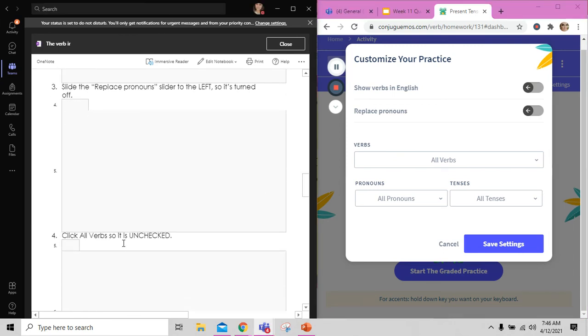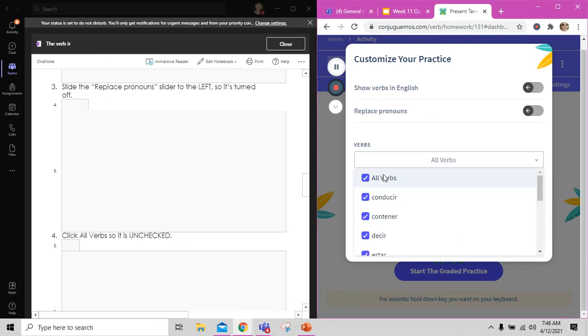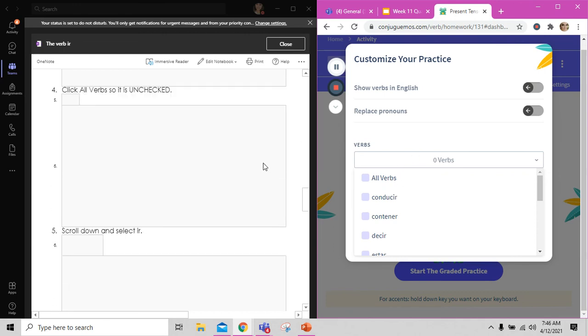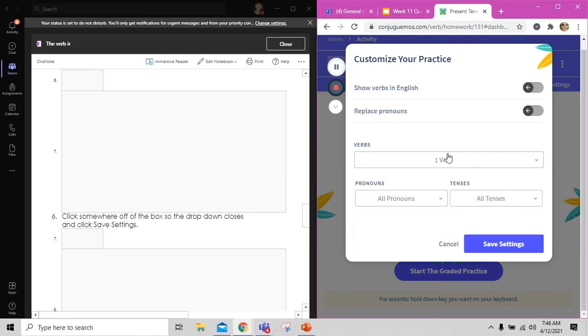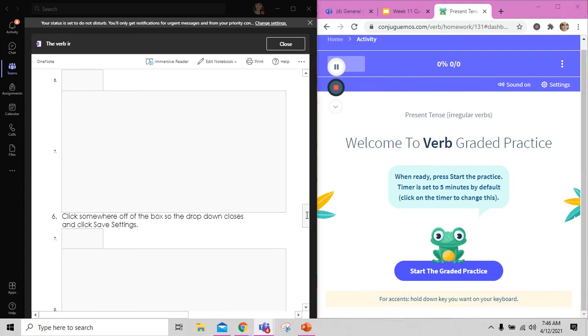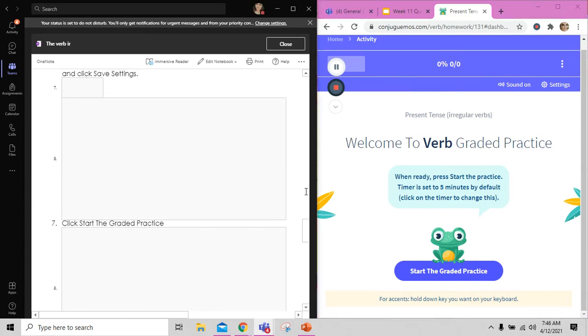Direction number 4 says click all verbs so it is unchecked. So we're going to click on all verbs and uncheck all verbs. It should say 0 verbs. Direction number 5 says scroll down and select ir. So we're going to click on ir. Direction number 6 says click somewhere off the box so the drop down closes and click Save Settings. Then it says click Start the Graded Practice.